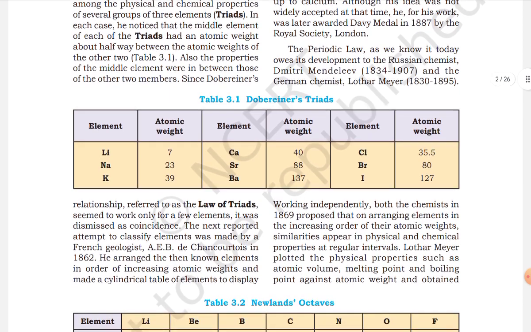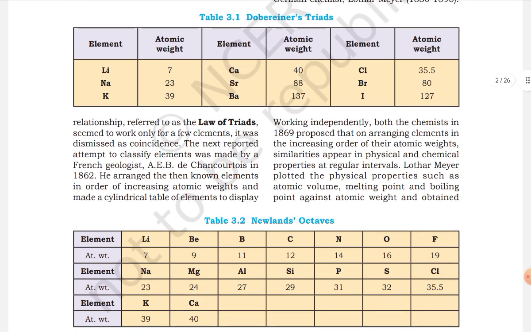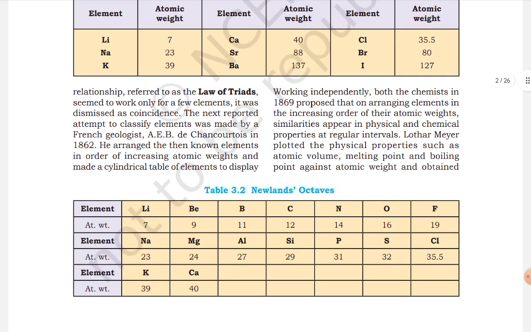The periodic law as we know it today owes its development to the Russian chemist Dmitri Mendeleev (1834 to 1907) and the German chemist Lothar Meyer (1830 to 1895). Working independently, both chemists in 1869 proposed that on arranging elements in the increasing order of their atomic weight, similarities appear in physical and chemical properties at regular intervals.